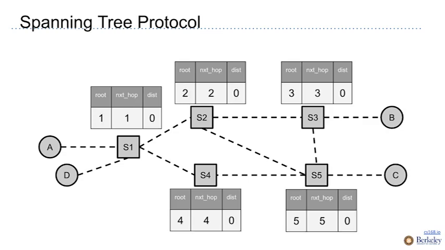So it's something like this, right? Each one thinks they are root. Each one thinks they are their own next hop, and they don't have any distance to themselves. And then, how do we proceed?